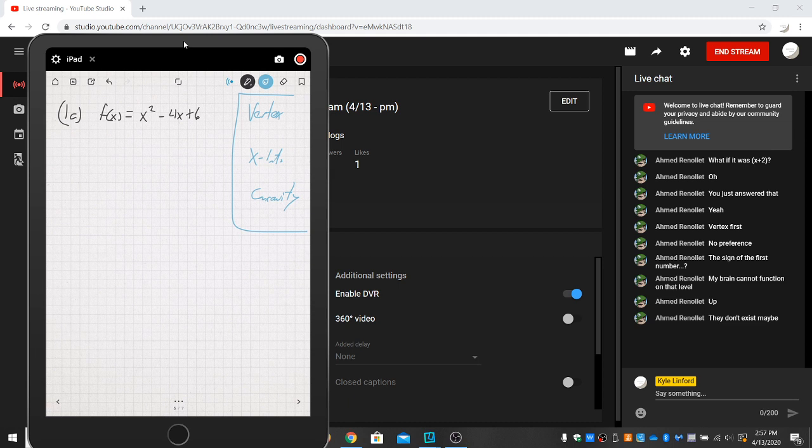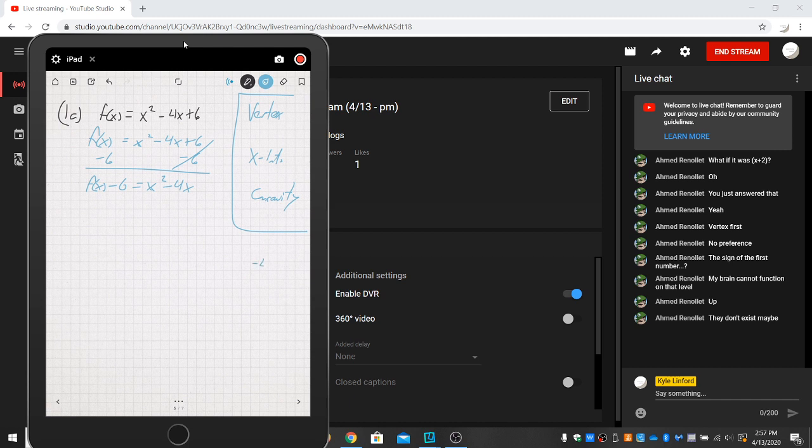Well, I don't know. Let's go ahead and put it into vertex form. Let's get some practice with that. So I'm going to take f of x equaling x squared minus 4x plus 6. I'm going to subtract 6 from both sides. I get f of x minus 6 is equal to x squared minus 4x.